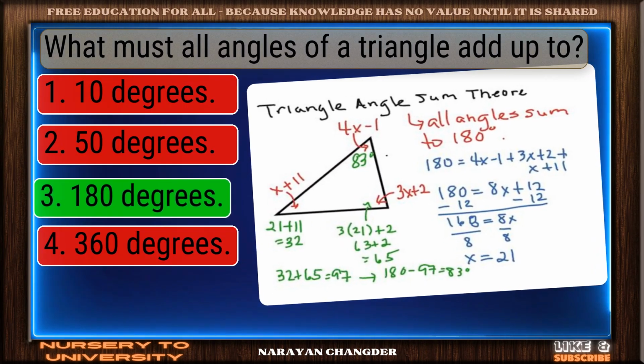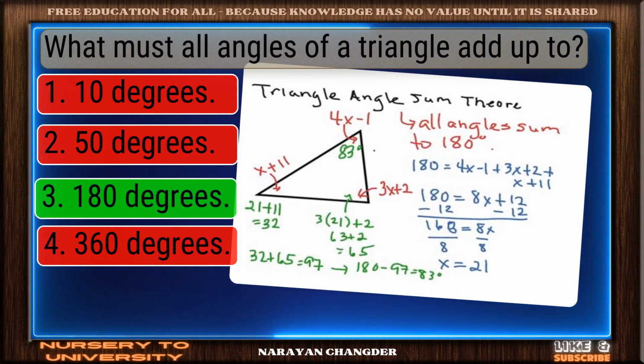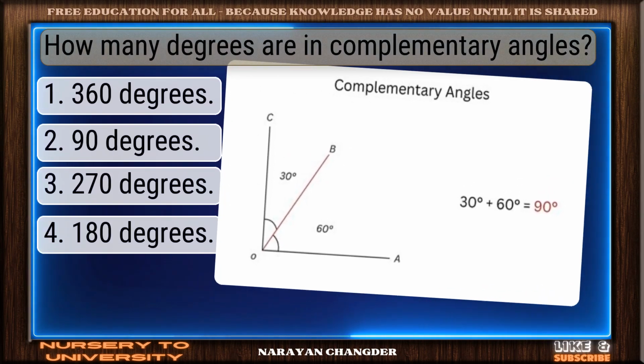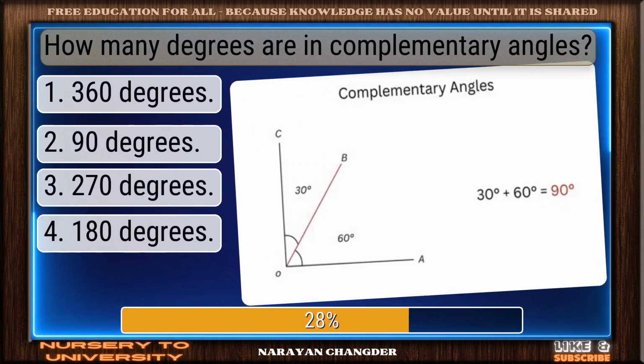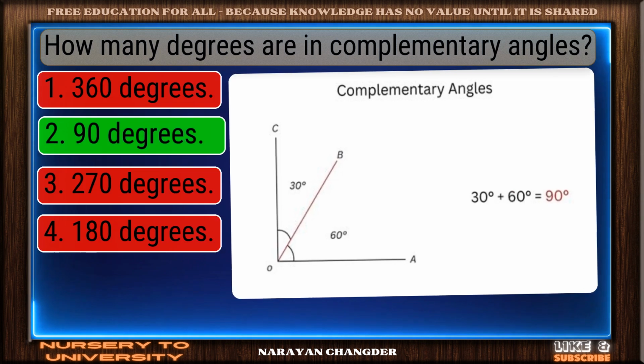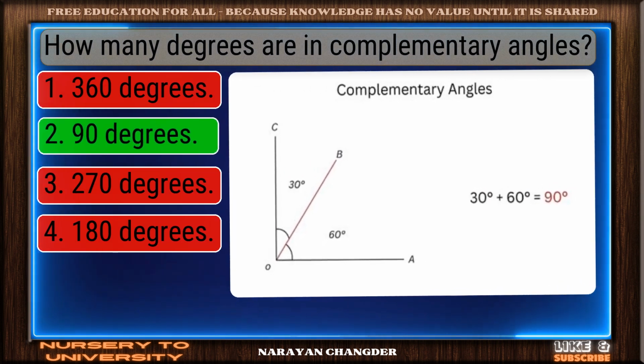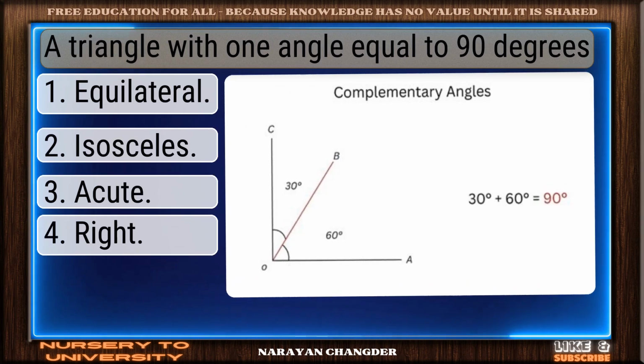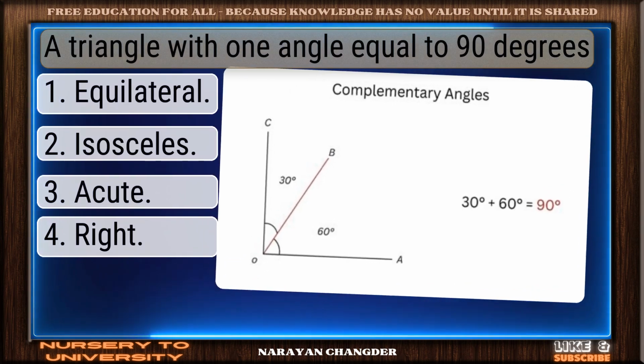Smart move. 180 degrees is an accurate answer. Question number 169. How many degrees are in complementary angles? Correct response. 90 degrees is the most accurate answer. Question number 170. A triangle with one angle equal to 90 degrees?